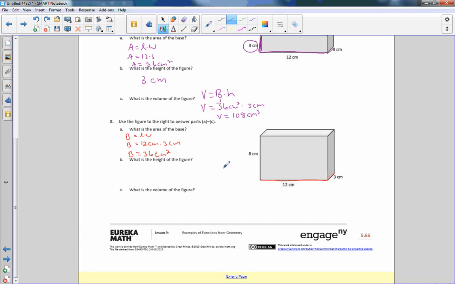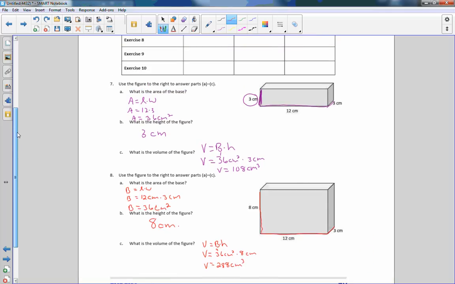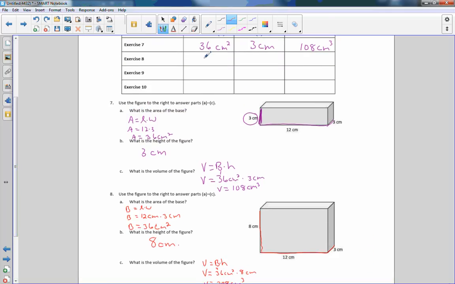All right, what is the height of the figure? Here's the height right here, and that is 8 centimeters. So the volume of the figure equals the base area, length times width, times height. So the volume is 36 centimeters squared times the height, 8 centimeters. So the volume is 6 times 8 is 48, carry a 4. 8 times 3 is 24, plus that 4 is 28 centimeters cubed. Okay, so now I'm going to fill that in up here. So the B was 36 centimeters squared. The height was 8 centimeters, and the volume was 288 cubic centimeters.